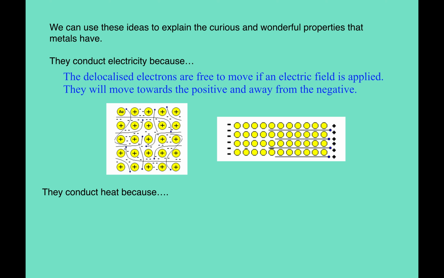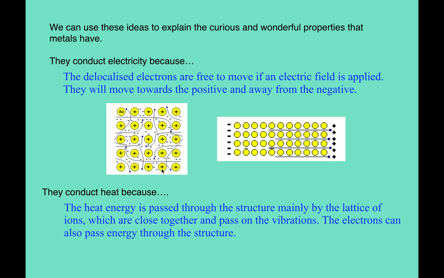Why do they conduct heat? Well, they conduct heat because the ions that are fixed in the lattice, when they vibrate, can pass the vibrations through the structure. So the ions in the regular lattice pass the vibrations of heat energy through the structure. The electrons can also vibrate and pass energy through the structure too. But it's mainly the fact that the ions exist in this regular and very closely packed structure. The ions pass on the heat energy.